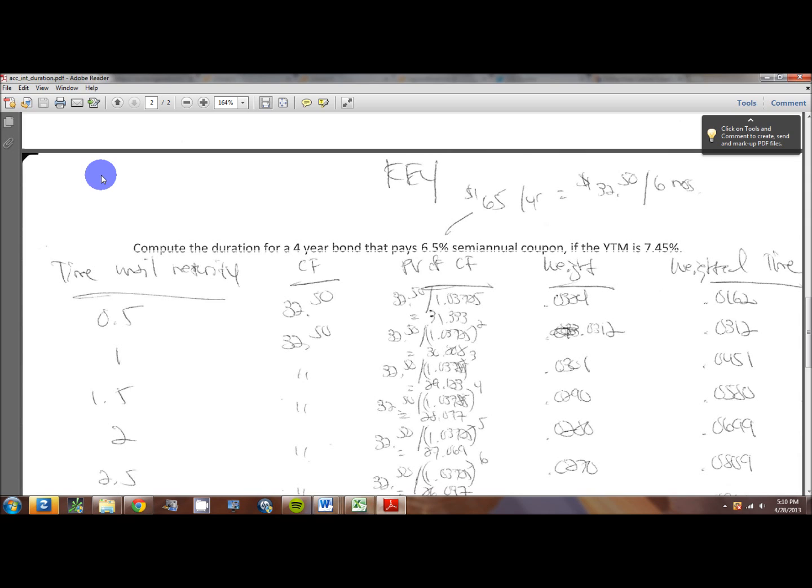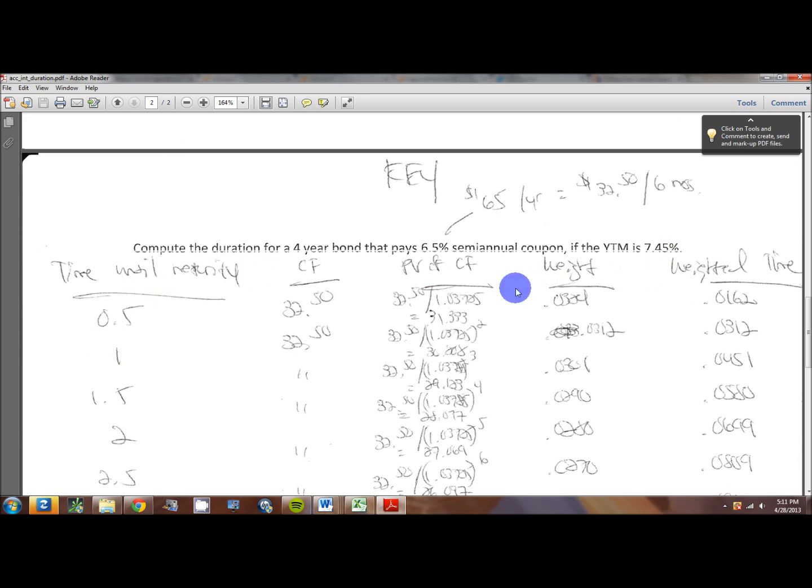As promised, I wanted to get this duration video done for a semi-annual coupon paying bond. So let's go ahead and get right into it. This is one of the problems I just recently sent out. You have a 4-year bond that pays a 6.5% semi-annual coupon, and the yield to maturity is 7.45%.